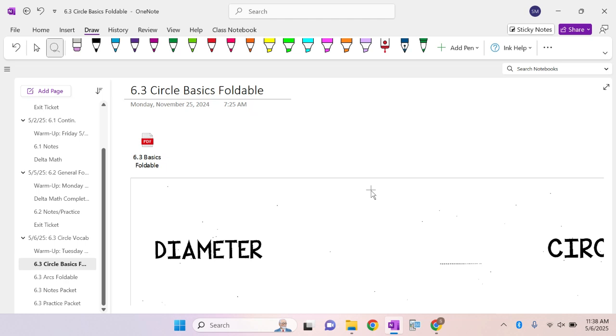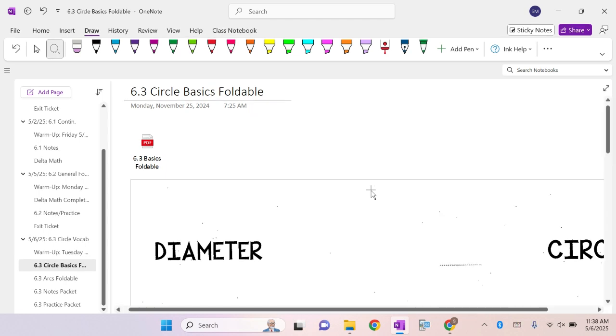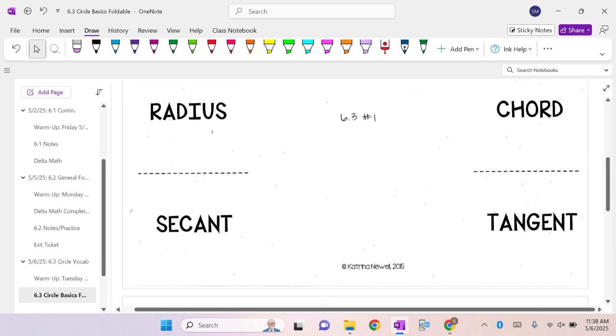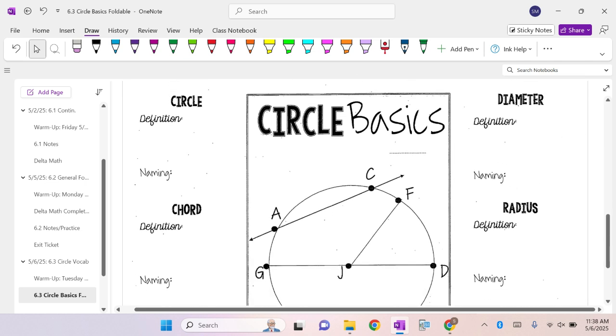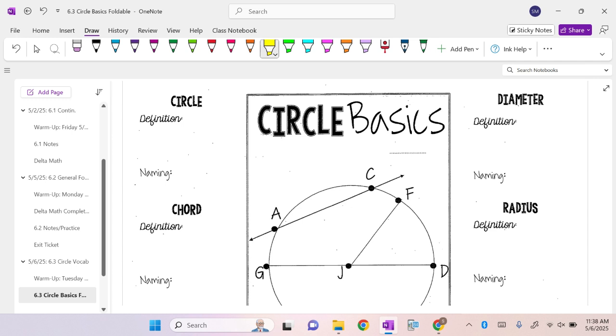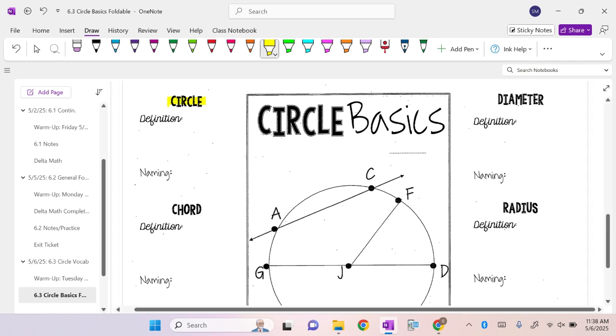All right. So today is mainly just a vocabulary day, so it should not be too drastic. First things first, we're just going to talk about some definitions and some basic vocabulary when it comes to circles. Again, some of this stuff you may have already heard before. Some of it may be new to you. All right. So first things first, we have a circle.